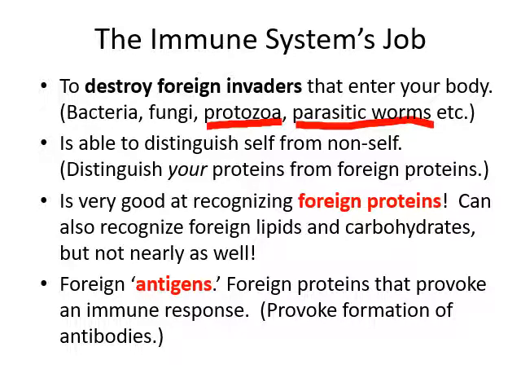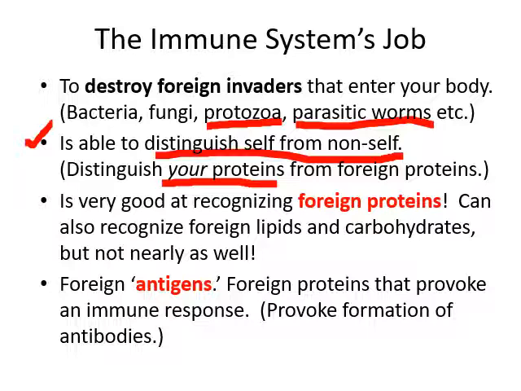And one of the amazing skills that the immune system has is the ability to distinguish your tissues from foreign tissues. The immune system is quite good at distinguishing your proteins from foreign proteins. It's a little bit less good at distinguishing foreign carbohydrates from your carbohydrates, and has a bit of a difficult time distinguishing foreign lipids from your lipids, but it's very good at distinguishing foreign proteins.